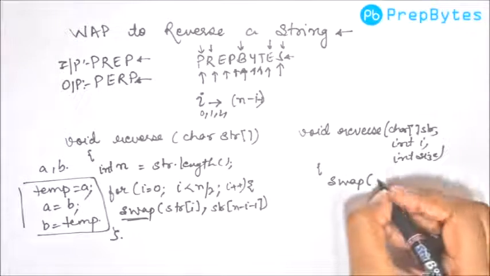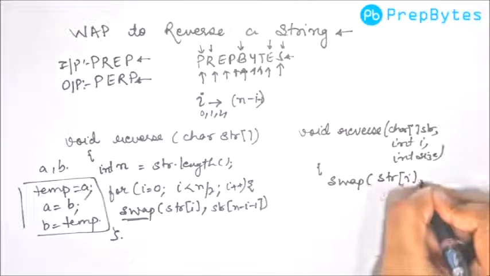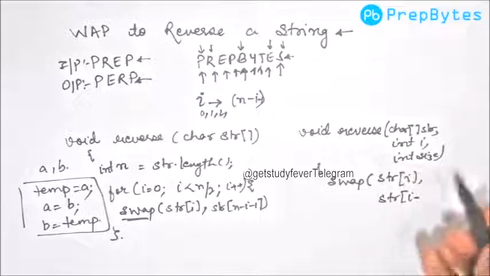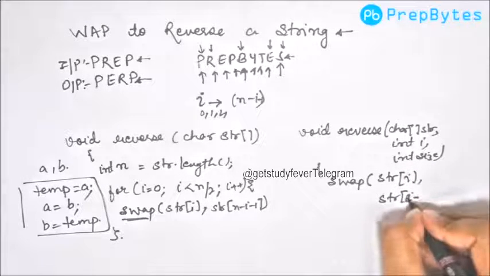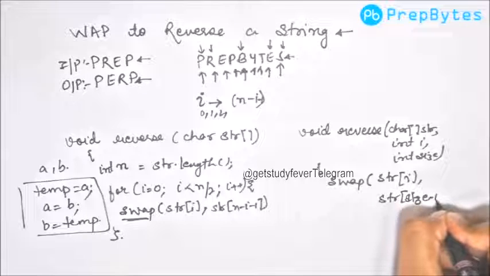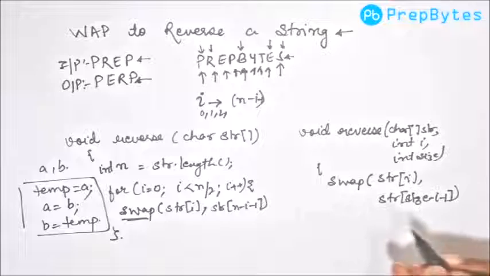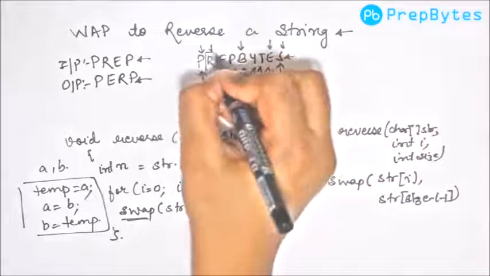So what we do here is we swap the string's first element with the one at size minus i minus 1, because obviously from the last we have to swap. After we are done with this, we have to do the swap inside this.